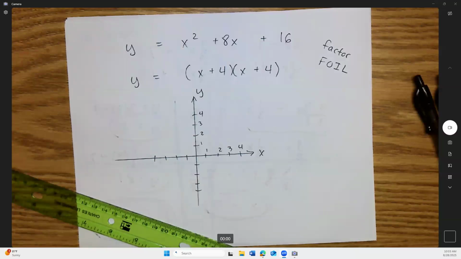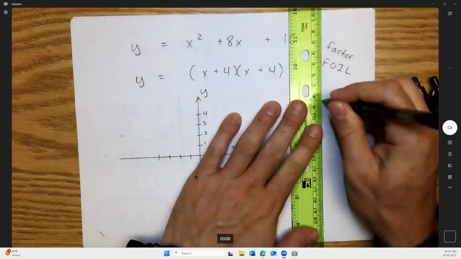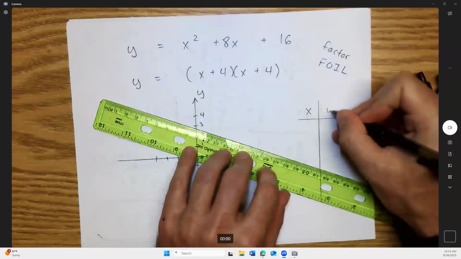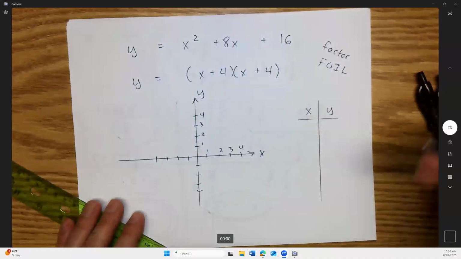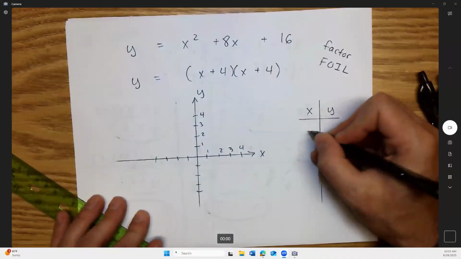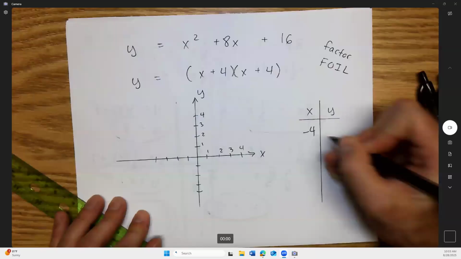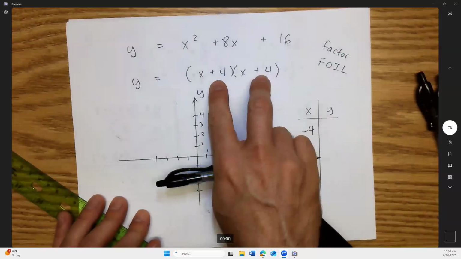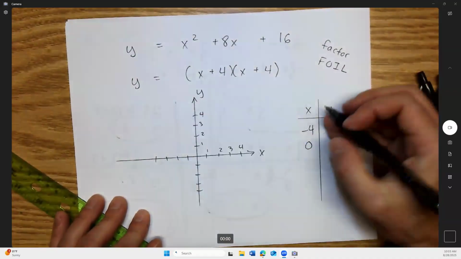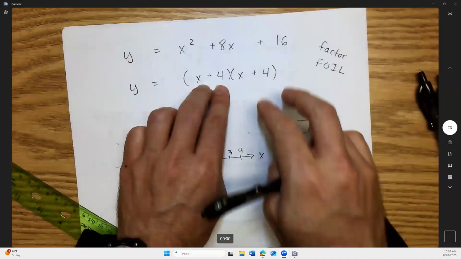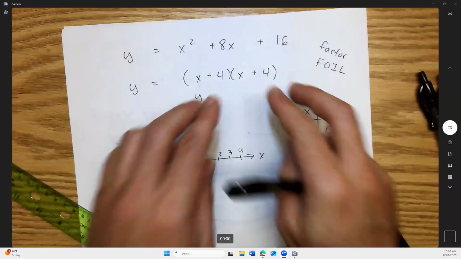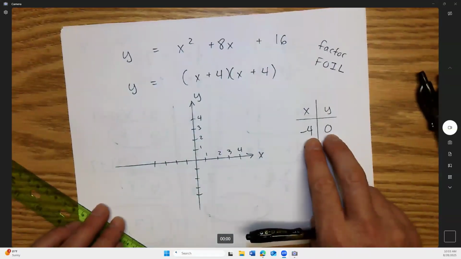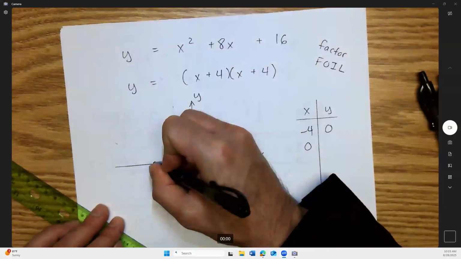And if you're ever not sure what a graph is going to look like, there's some different techniques you can use to figure it out. Could you make a table of XY values? What if I did plug in -4 for X? What would this work out to? 0. Yeah, because this would be 0 and this would also be 0, right? 0 times 0 is definitely 0. So if X is -4, Y is definitely 0. That's a coordinate right on the board.